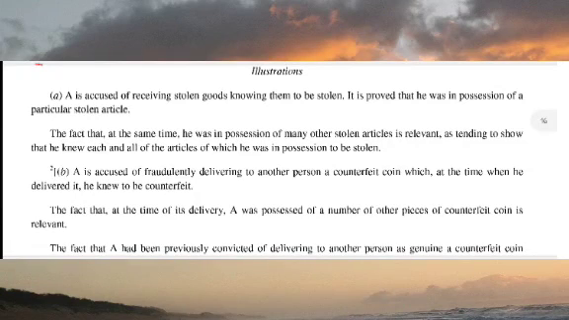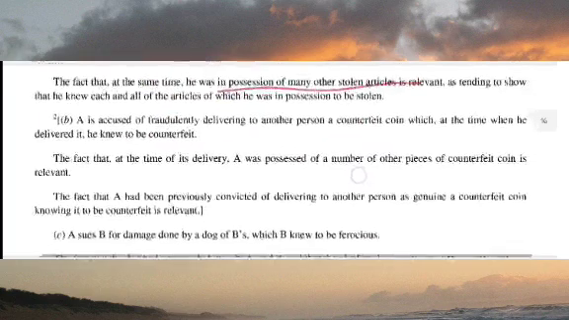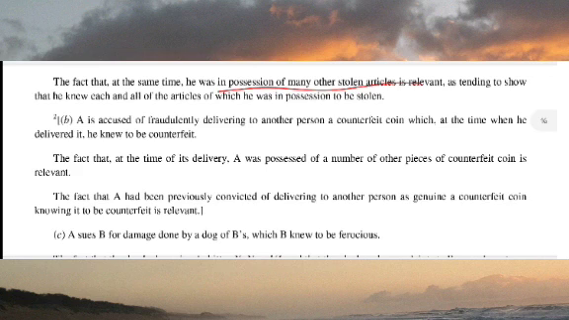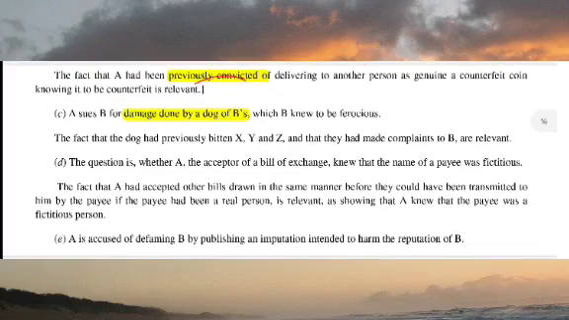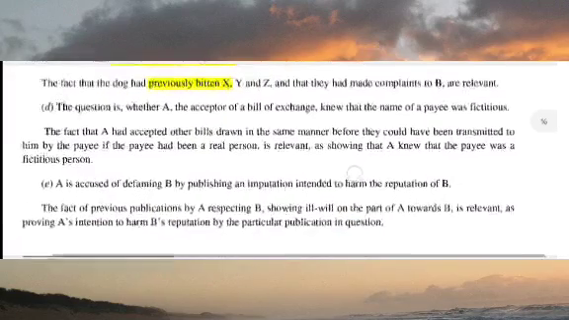Illustration: receiving stolen goods, knowing them to be stolen. Possession of many other stolen goods is relevant, tending to show he knew each of them to be stolen. Fraudulently delivering to another person a counterfeit coin. He was in possession of a number of other counterfeit coins. Same thing. He had been previously convicted of delivering to another person a counterfeit coin, knowing it to be counterfeit, which is also relevant. Damage done by a dog B, which he knew to be ferocious. The dog had previously bitten several persons, relevant.